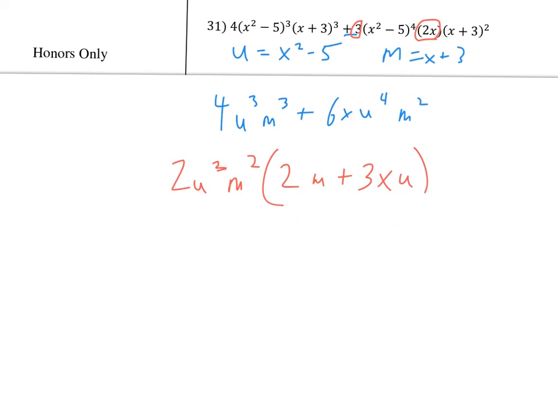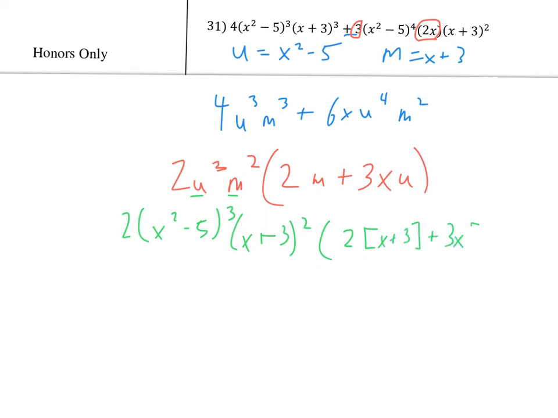All right, I don't see any more factoring we can do, so we're going to plug back in. So I'm going to call this x squared minus 5 to the third, x plus 3 squared. Just plugging in right there and there. And now in here I need to be really careful with my brackets. So I'm going to do 2 bracket x plus 3 for m plus 3x bracket x squared minus 5.